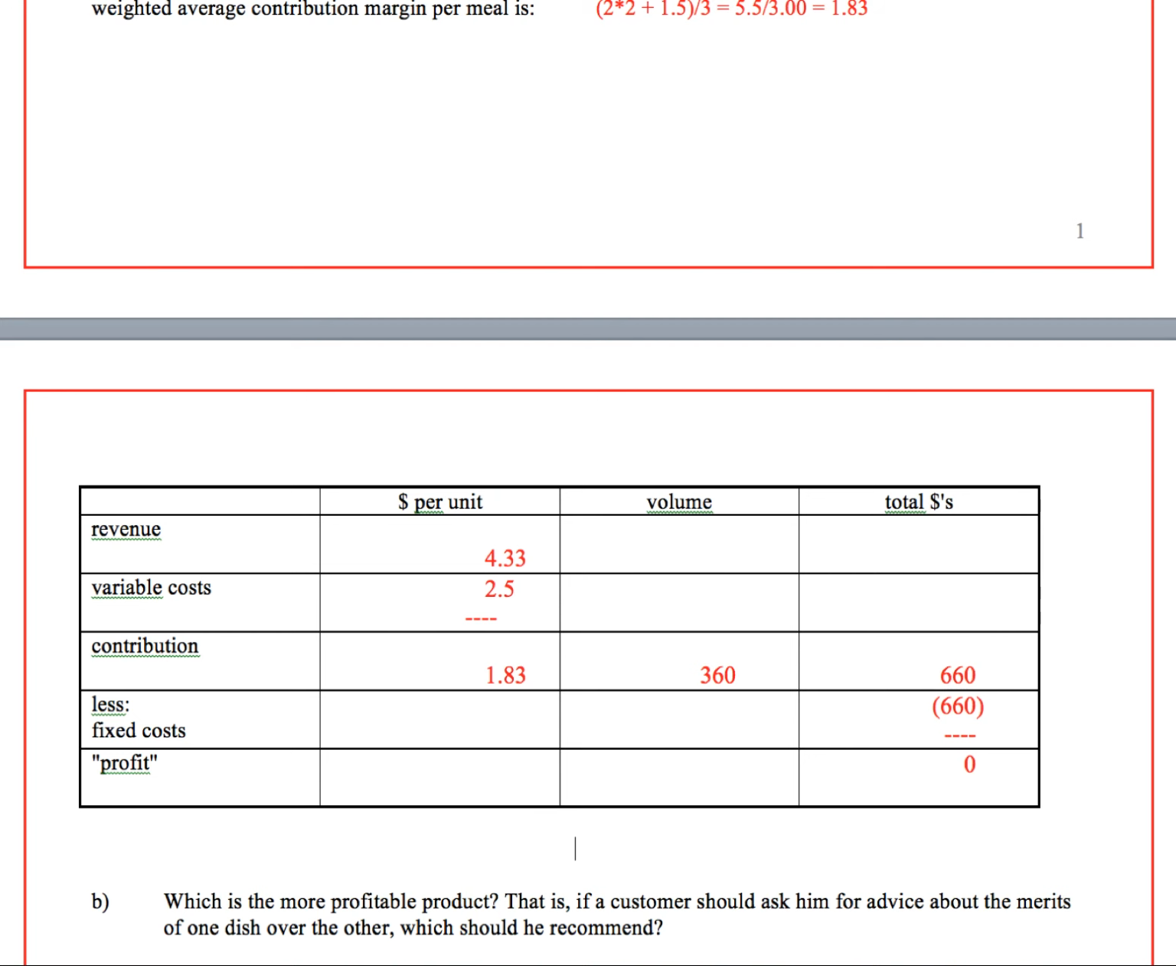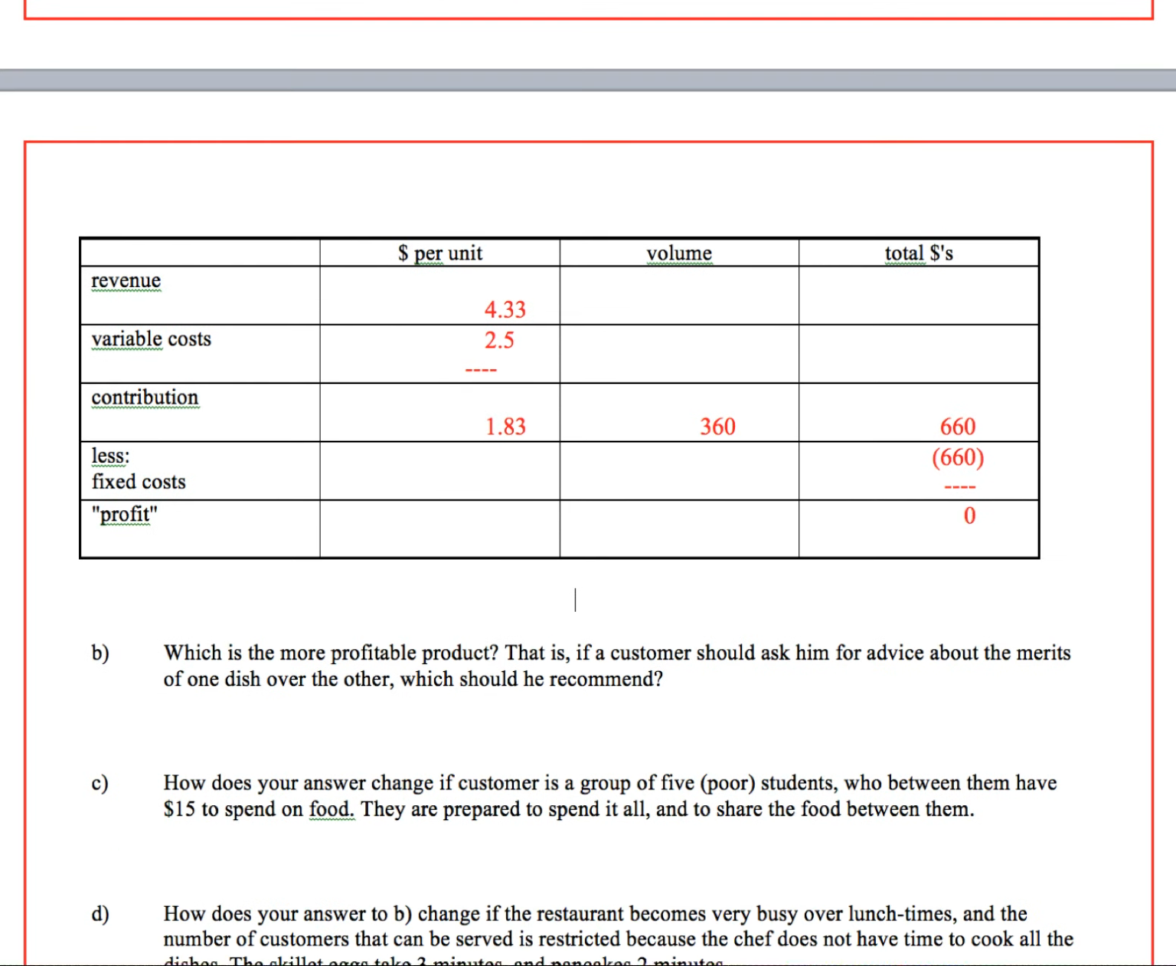Okay, so now let's look at interpreting the implications of this calculation. First question, which is the more profitable product? That is, if a customer comes in and asks for advice about the merits of one dish over the other, which should he recommend? Assuming he's going to recommend the most profitable one, there's no reason to think that the customer would enjoy the skillet eggs more than the pancakes or so on. Then what are we looking at?